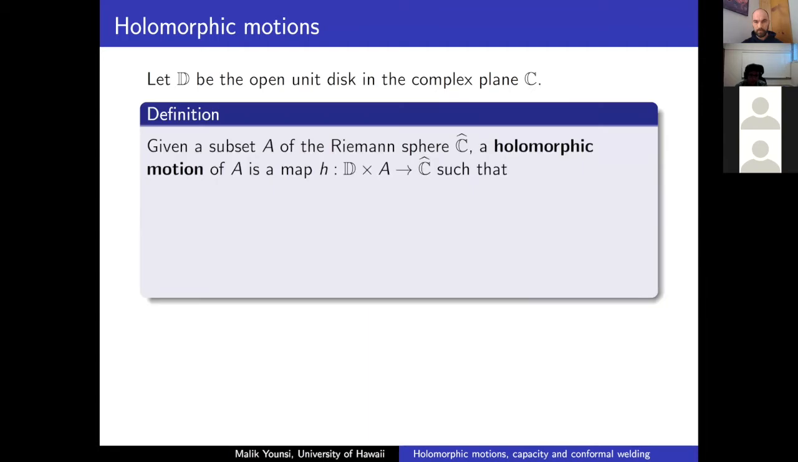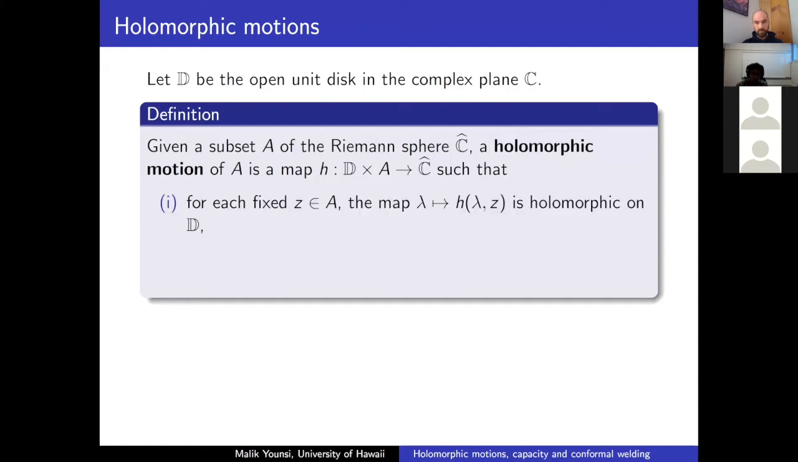So we consider the open unit disk D in the complex plane. And then a holomorphic motion of a set A. So you take a set A in the Riemann sphere, and then a holomorphic motion is a map from the unit disk product with A valued into the Riemann sphere that satisfies the following properties.